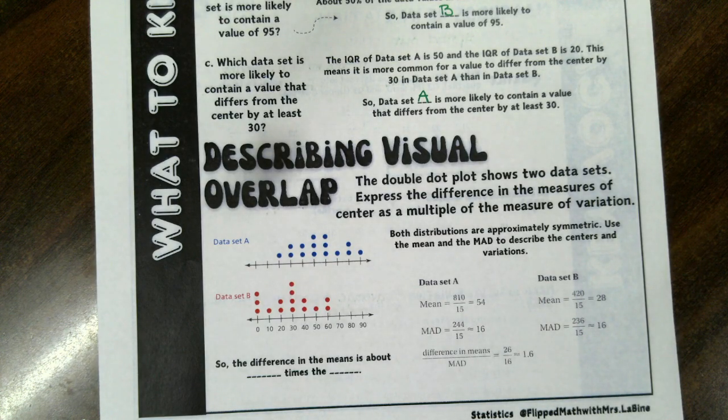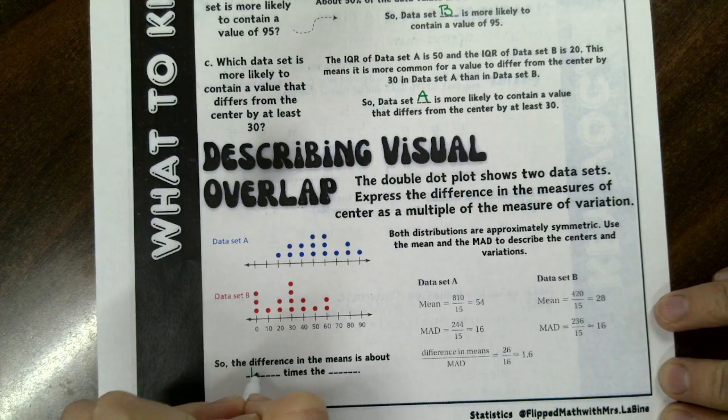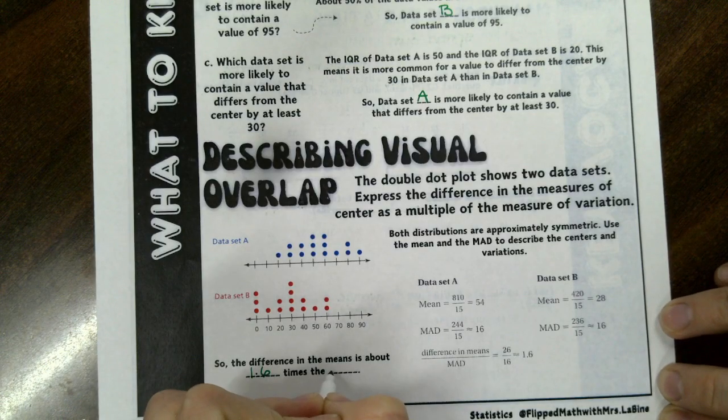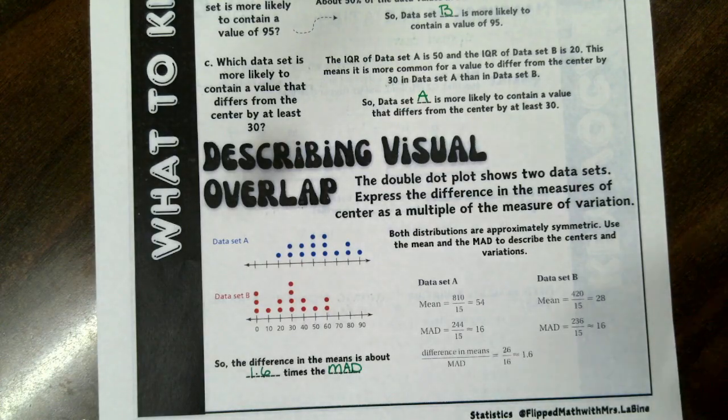Then I'm going to take the difference in the means. I have 54 and 28. Those are my means, so the difference is 26. Then I put that over my mean absolute deviation, which is 16, and divide that, and I get 1.6. So the difference in the means is about 1.6 times the MAD, or the mean absolute deviation.